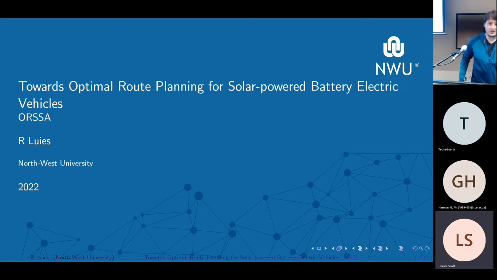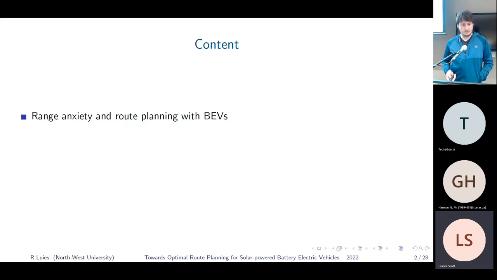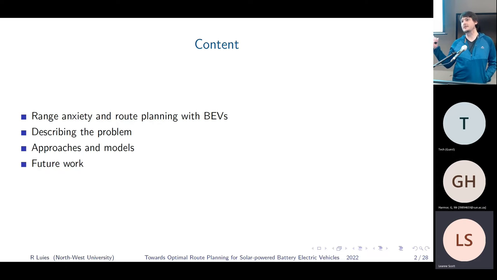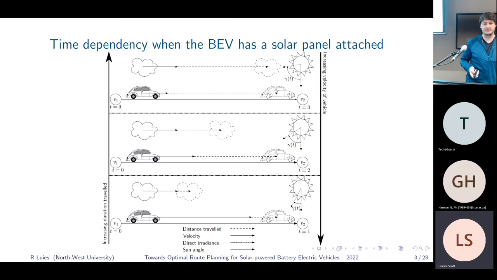Okay, so, towards optimal route planning for solar powered battery electric vehicles. It's planning for EVs, but with a solar panel attached. That's the main thing. There's a lot of complexity that comes with it. The normal battery electric vehicle route planning obviously has range anxiety. I'm just going to go through how I approached the model and implemented it, give some mathematics, and talk about what we'll do in the future.